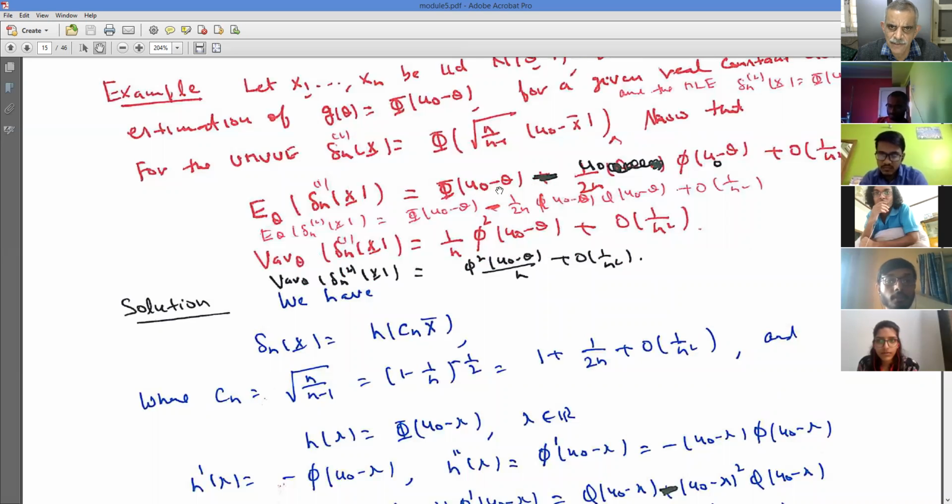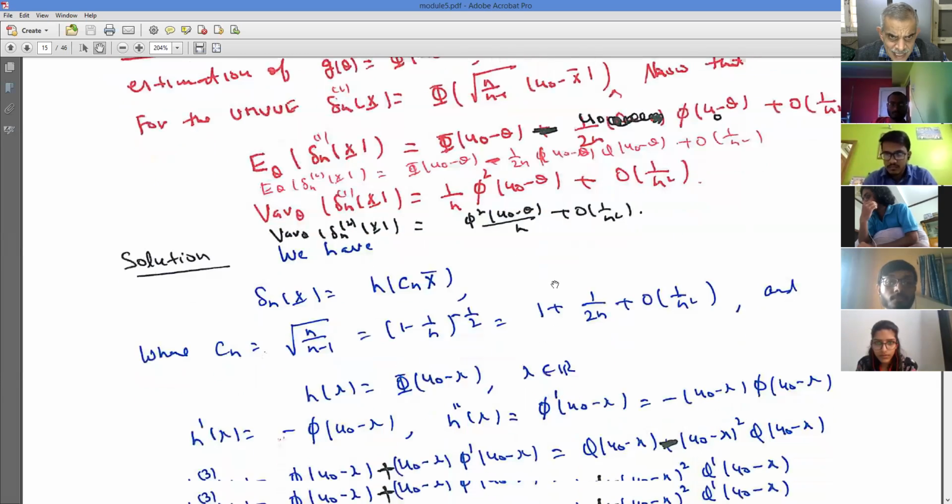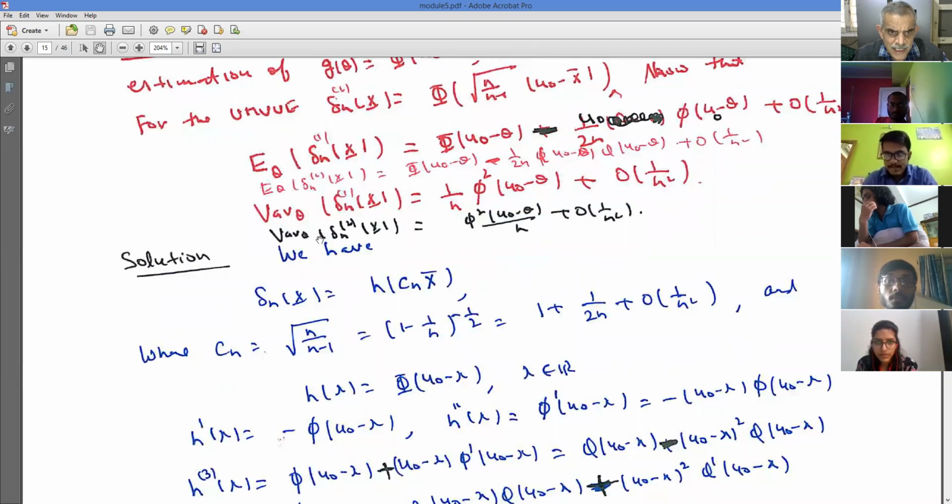It should be only phi of u naught minus theta plus order of 1 upon n square. Because 0 is order of 1 upon n square; 0 can always be written as that. In fact, in this case you know exactly this is equal to this, so there was no need. You are right that there is no need to write it down. This is certainly wrong. So you see, the variance of delta n2 is phi square of u naught minus theta plus. So here you get the order of the variance. What should be the order of the variance?